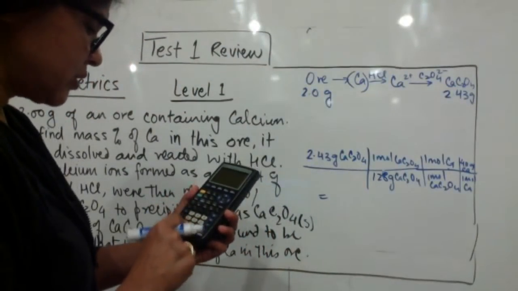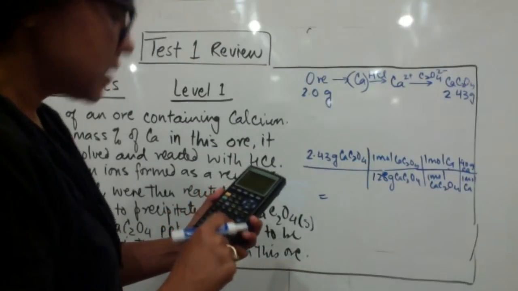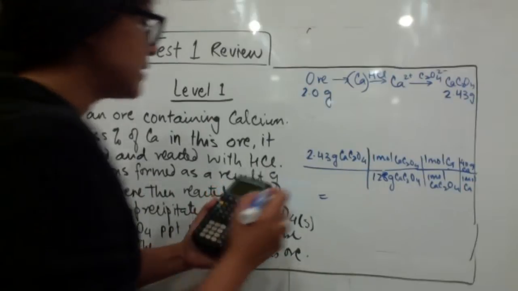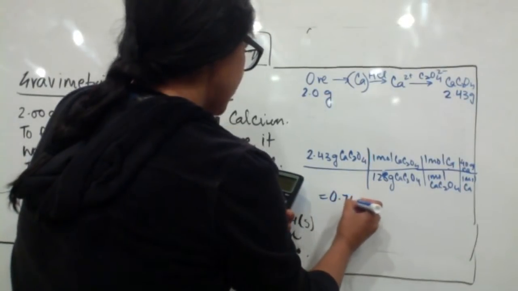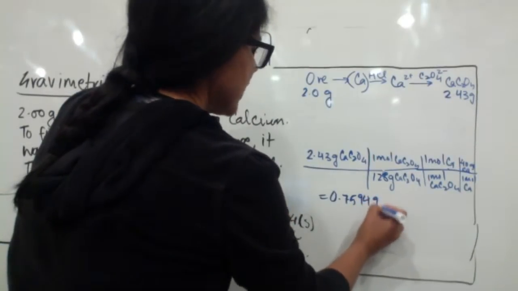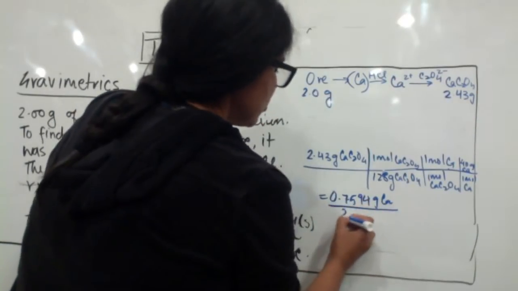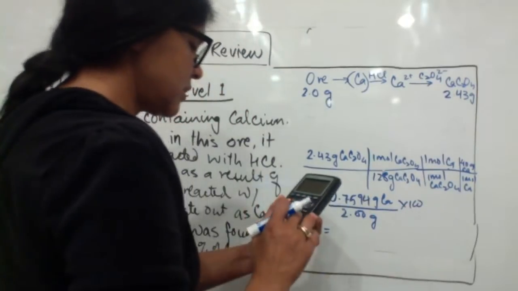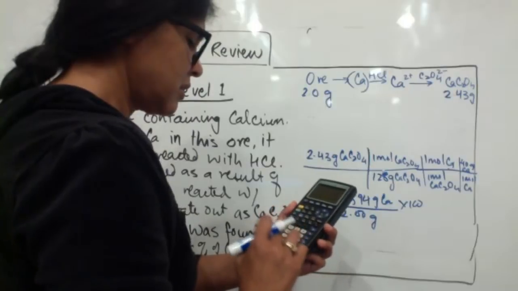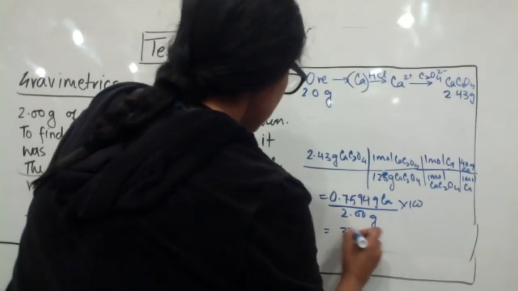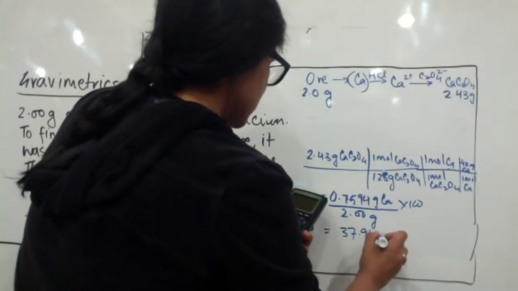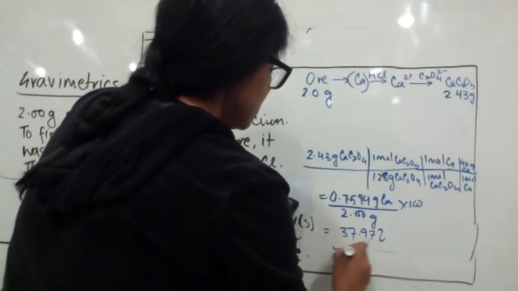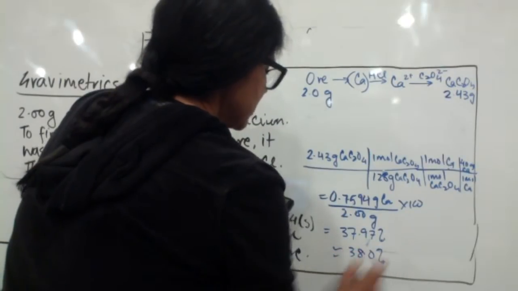I can do it as well. 2.43 times 40 divided by 128. And that gives you 0.7594 grams of calcium. And because total ore is 2 grams, for mass percent, you get 37.968. So 37.97% or around 38.0%.